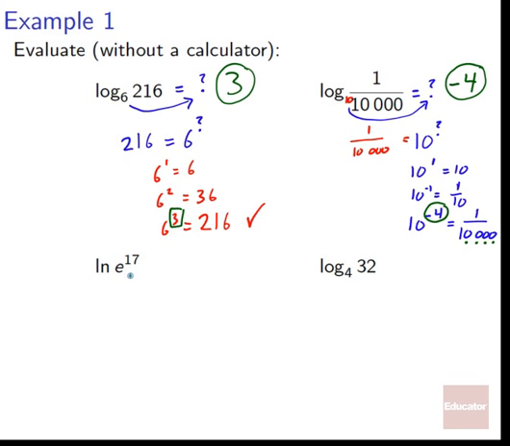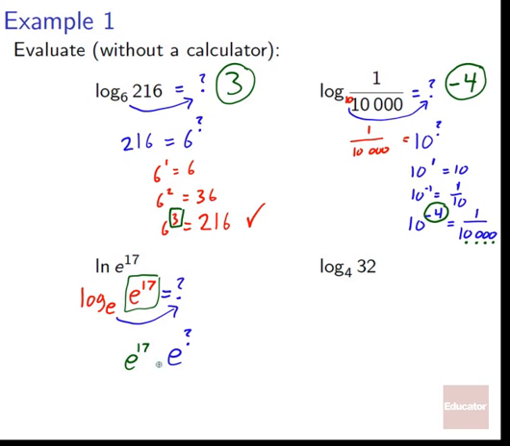Natural log of e to the 17. Well, natural log, remember, is just another way of saying log base e. So log base e of e to the 17, so what number do we have to raise e to? So e to the question mark is equal to, well, the thing we're working with is e to the 17th.